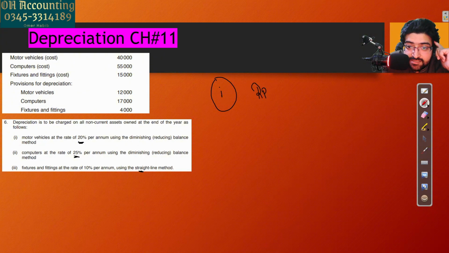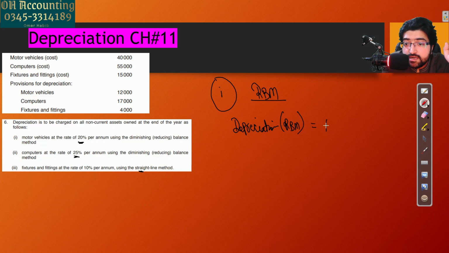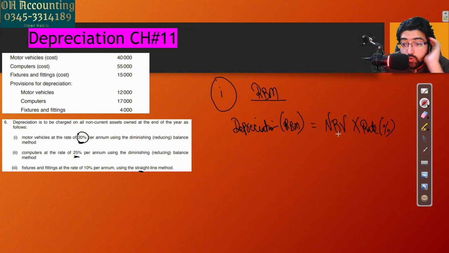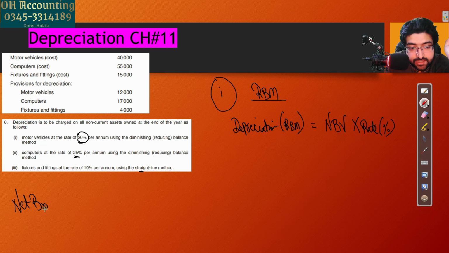Reducing balance method. The first thing you should know is the formula to find depreciation using reducing balance method. It is simply net book value multiplied by rate. Rate is the percentage given in the question. As you can see, in this case it's 20%. Okay, what is net book value? Net book value is the current value of your non-current assets, which we can easily find by subtracting provisions for depreciation from cost.